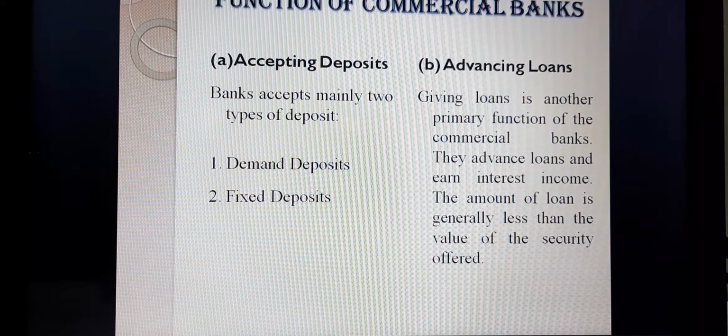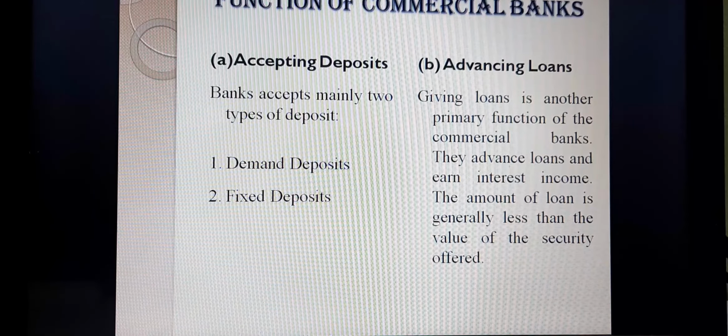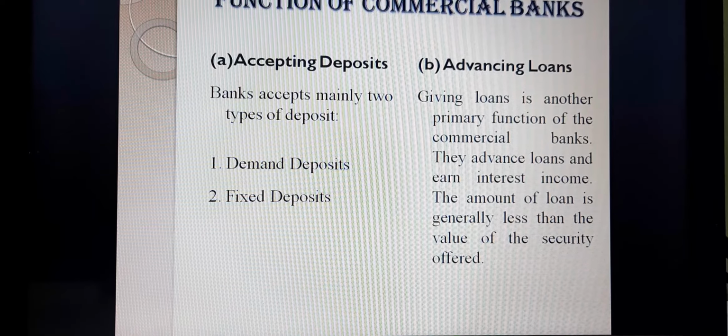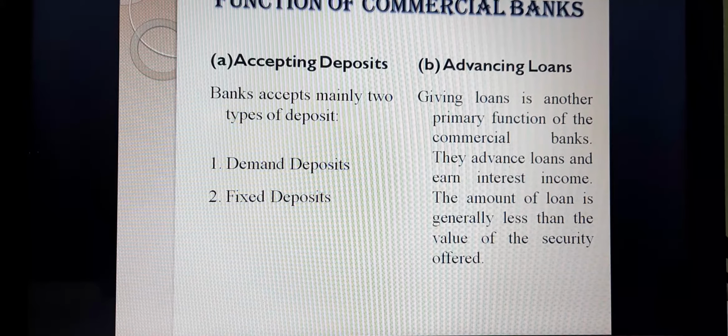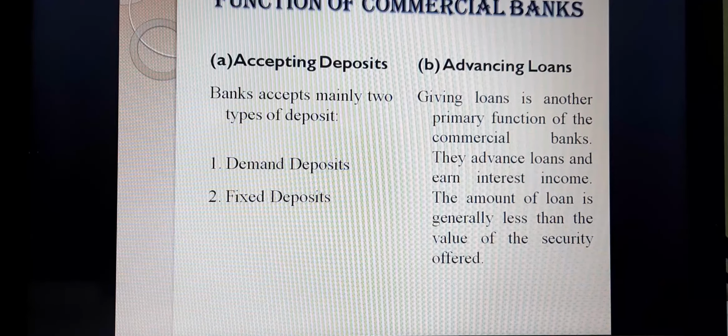The commercial bank has two types of deposit. One is the demand deposit and the second is the fixed deposit. Demand deposit is also known as a checkable deposit, which we will discuss later, and the second is the fixed deposit, which is time-bound. And advancing loans is the primary function of the commercial bank, which generates the income for the commercial bank, and against those loans they accept security also.